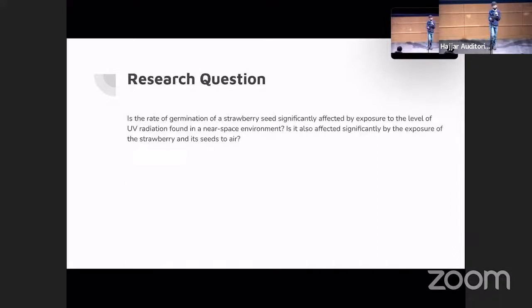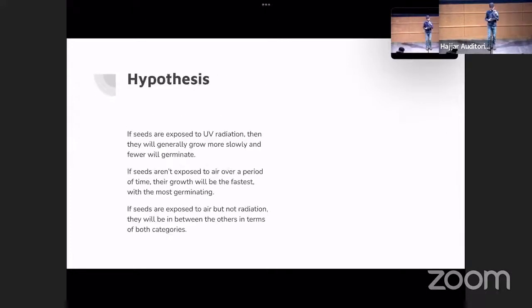My research question was, is the rate of germination of a strawberry seed significantly affected by exposure to the level of UV radiation found in a near space environment? And is it also affected significantly by the exposure of the strawberry and its seeds to air? My hypothesis was that if seeds are exposed to UV radiation, they will germinate generally more slowly, and some won't germinate. If they aren't exposed to air, their growth will be the fastest and the most will germinate. If the seeds are exposed to air but not radiation, they'll be in between the others in terms of both categories.